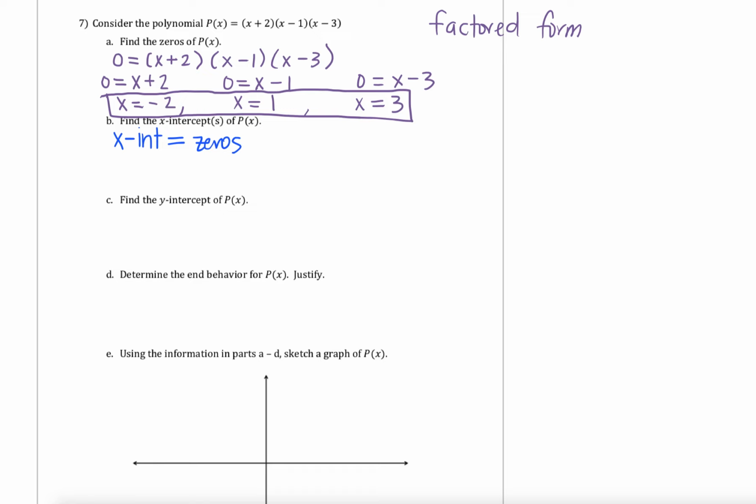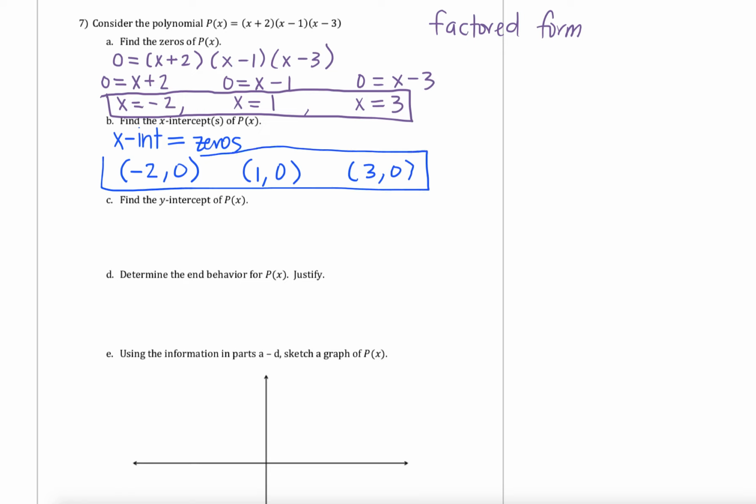Since in part A we found our zeros of negative 2, 1, and 3, the difference now is because they're x-intercepts, I just need to write them as coordinate pairs. So I have negative 2, 0, 1, 0, and 3, 0, and those will be our x-intercepts. And so part B is less about finding something, but actually about understanding what the vocab terms mean and the fact that x-intercepts and zeros are the same concept.